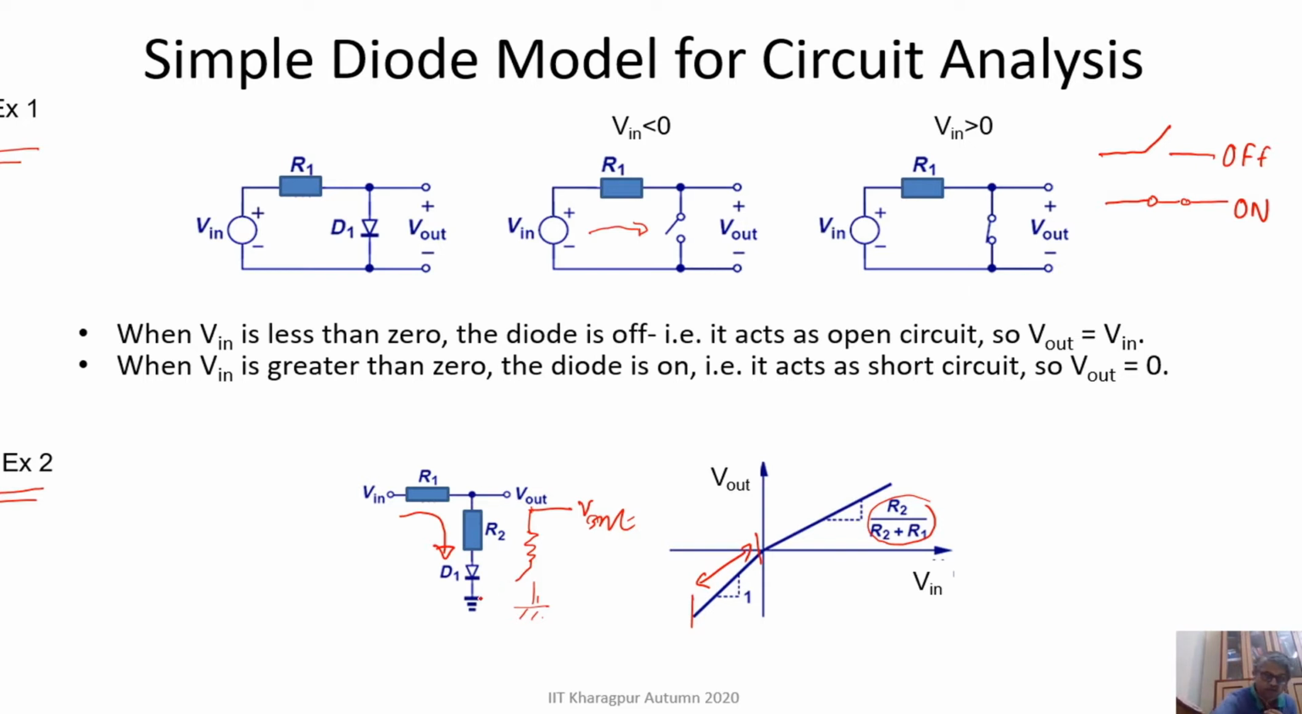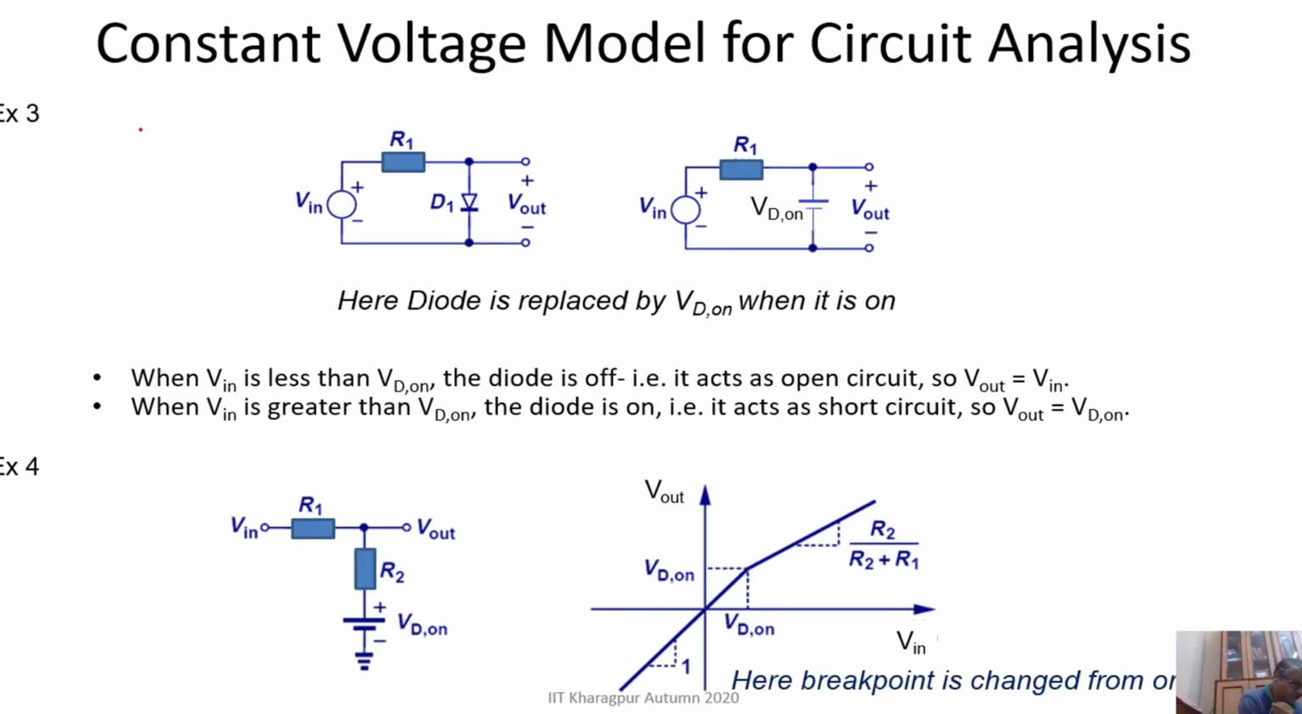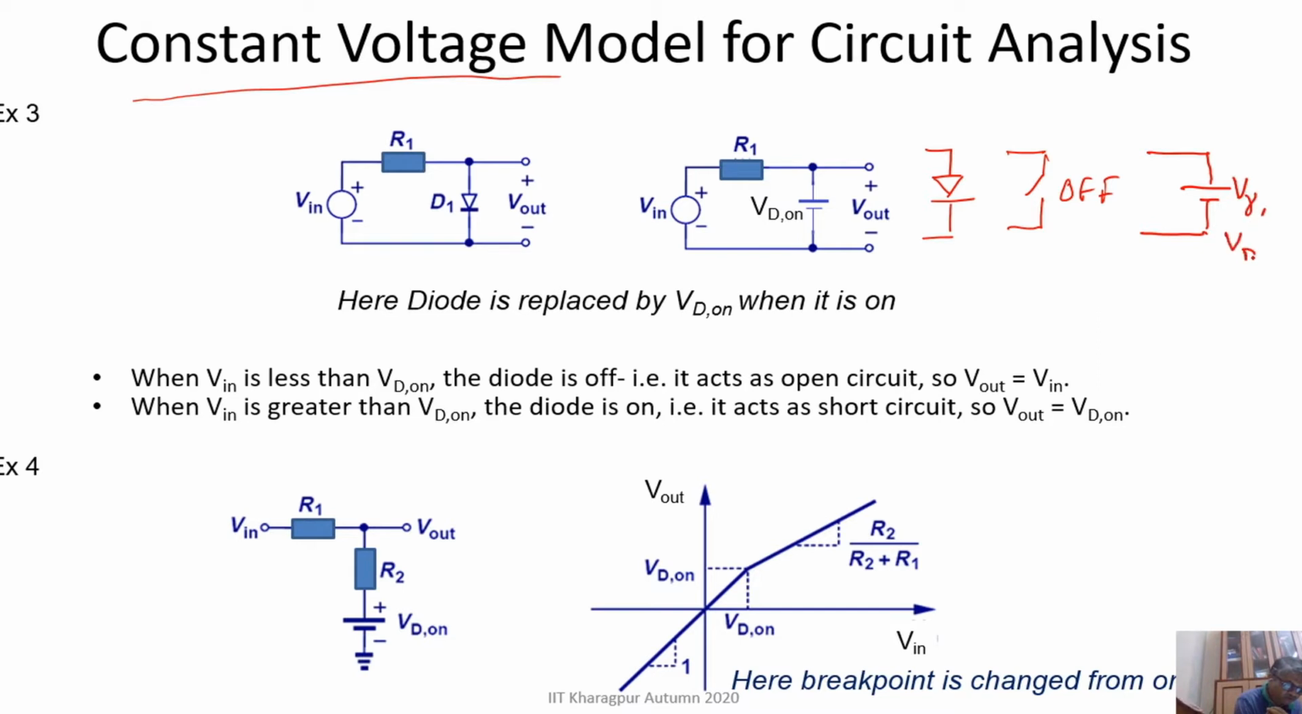Then we moved on and assumed the constant voltage model of the diode. In the constant voltage model, one case is when the diode is off, and in another case we have assumed that the diode is on. So when the diode is on, the diode is replaced by a voltage source, which is V gamma, or sometimes we can write VD on, that is close to 0.7 volt in case of a silicon diode.